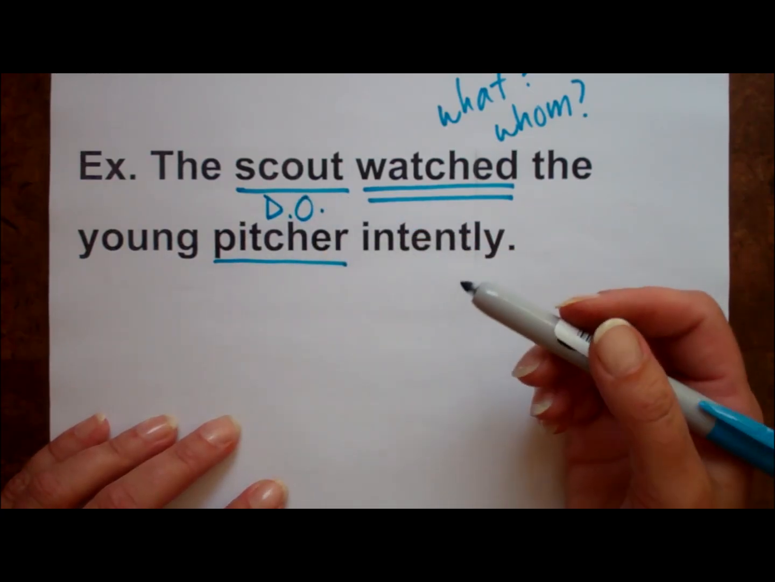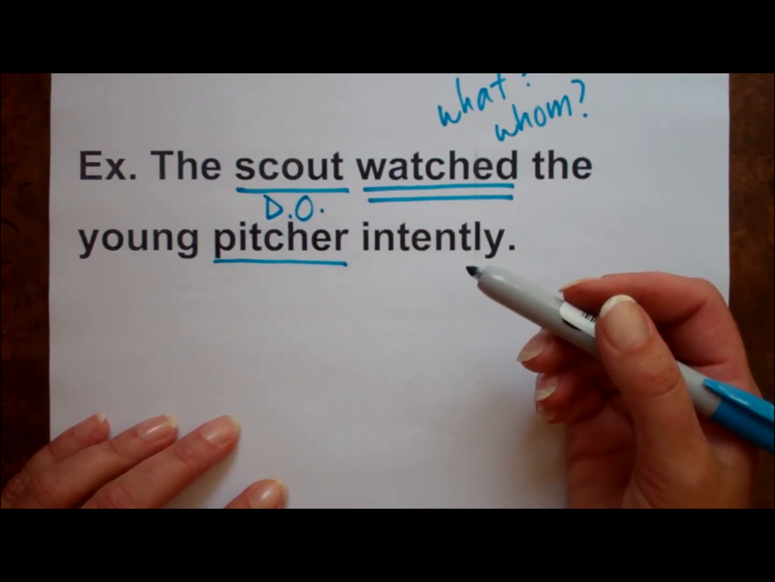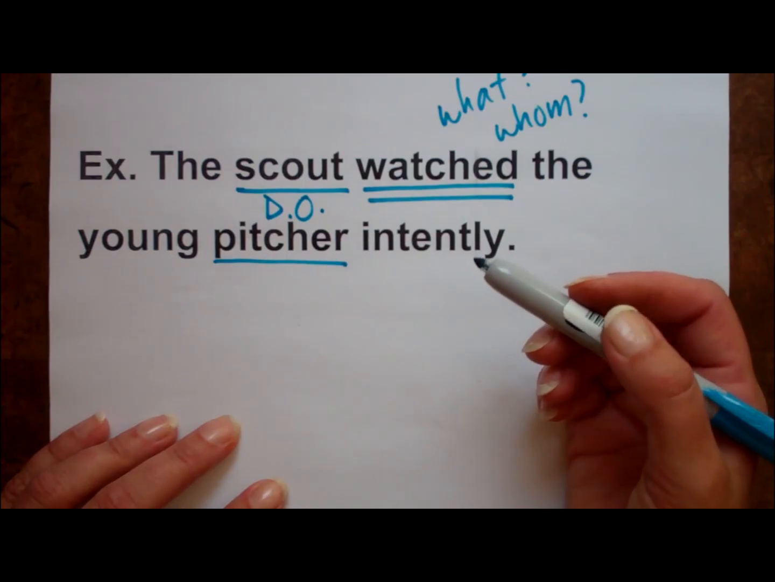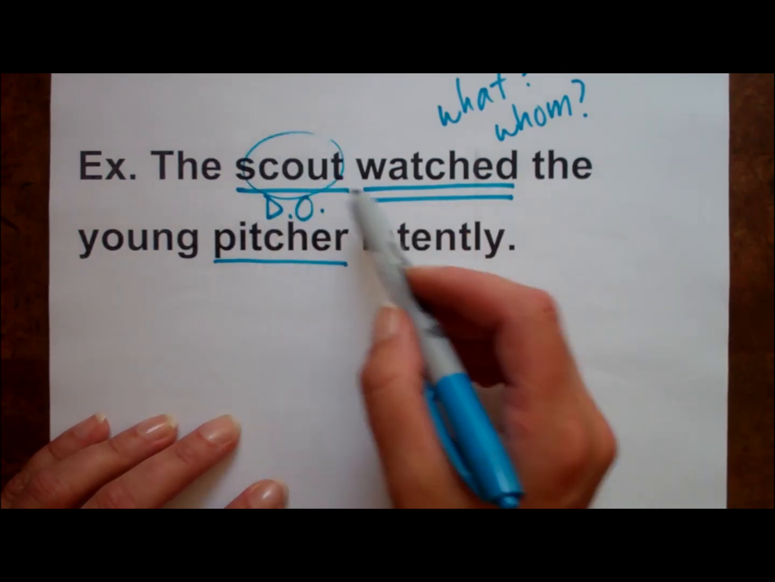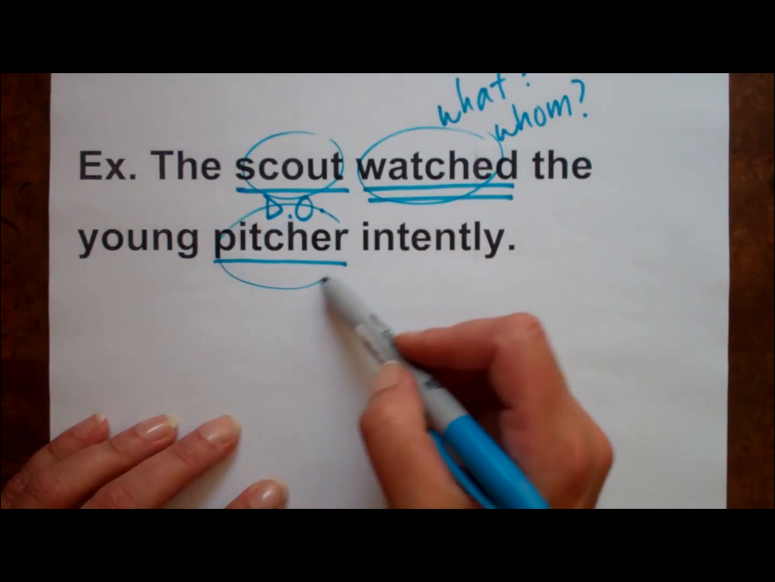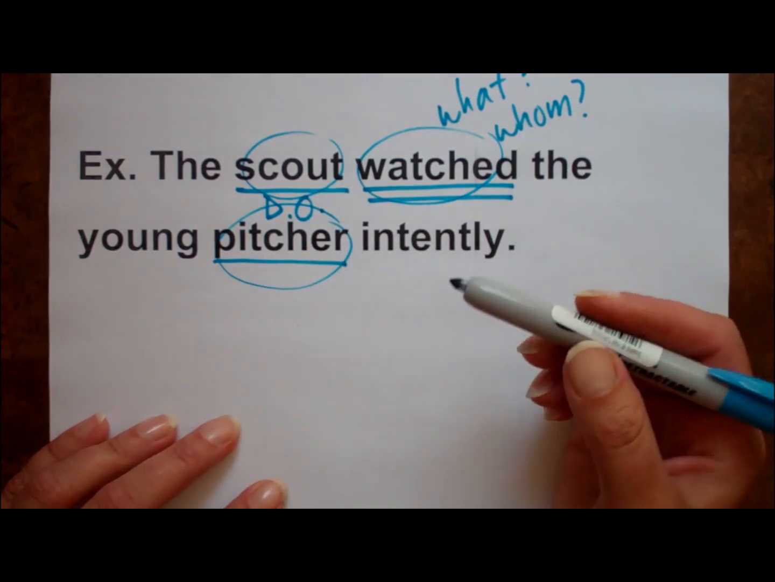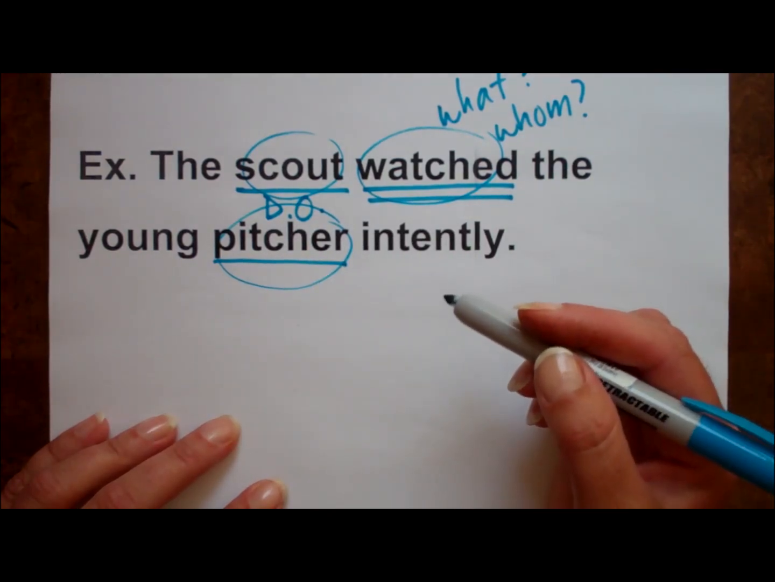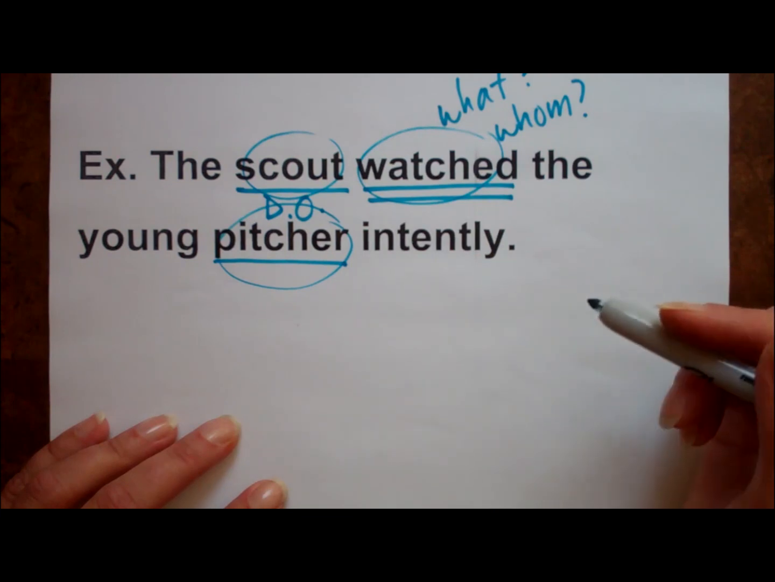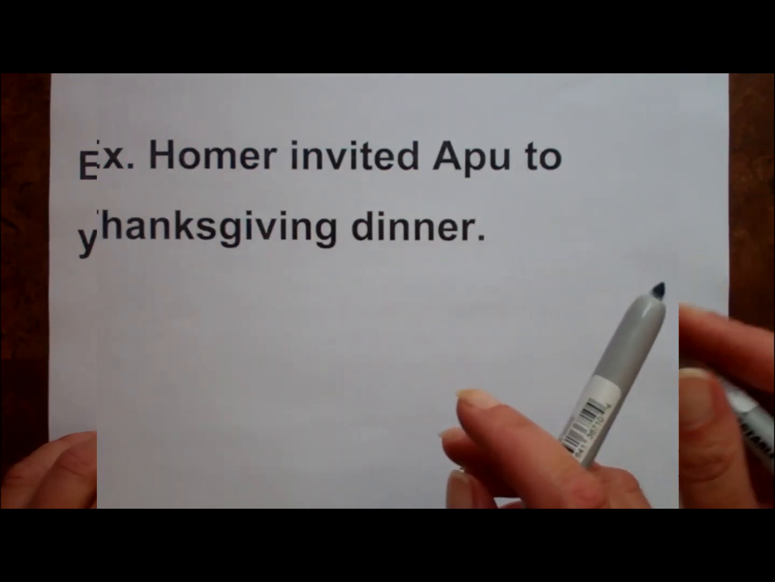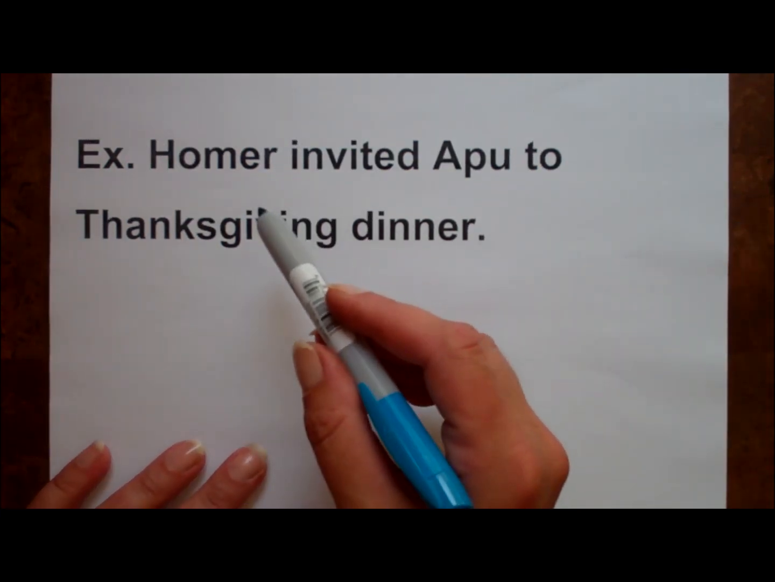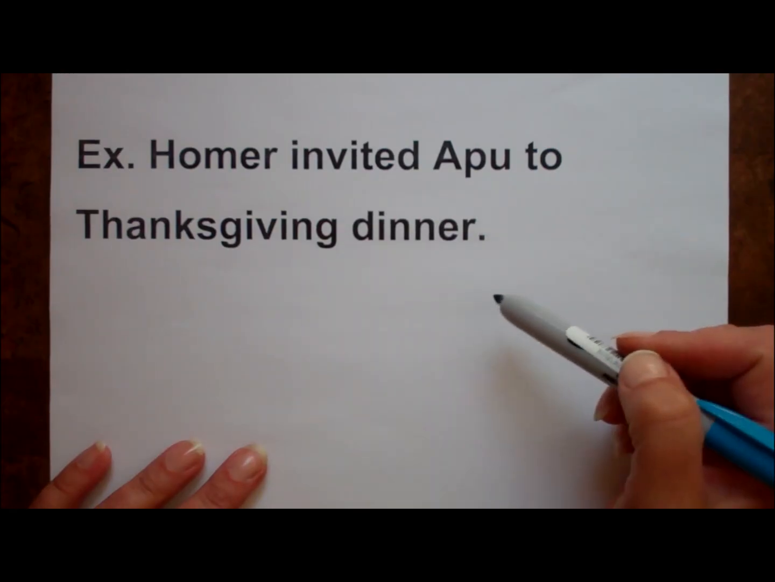If we broke this sentence down to its very basic elements, subject, verb, object, we'd have scout, watched, pitcher. While that doesn't sound great, it gets the meaning across. Let's look at a couple of examples. Homer invited Apu to Thanksgiving dinner.